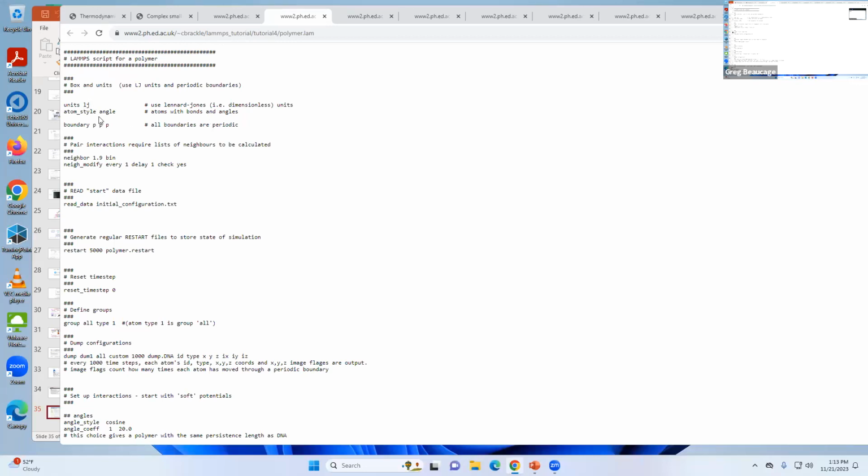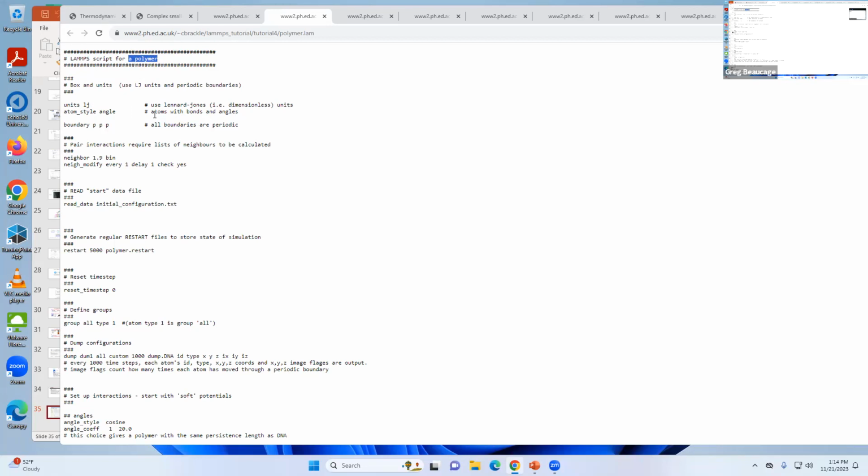So you can see atom style angle. That means the atoms are bonded at an angle, for a polymer. The atom style can also be atomic, just showing that there's no bond or angle between the species you have in the system.